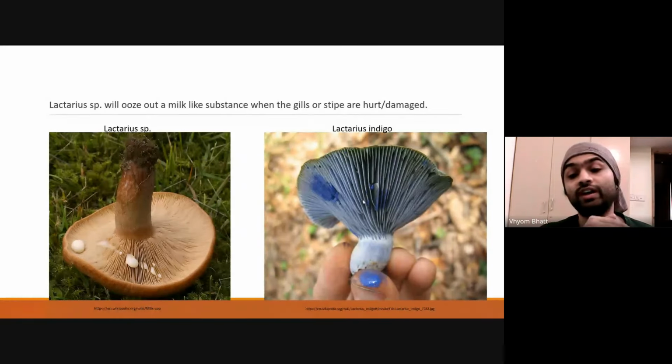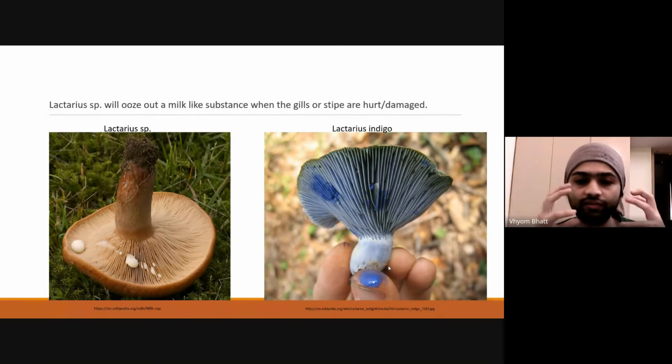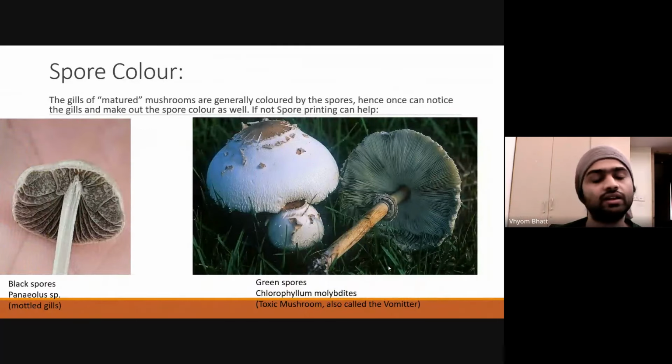Then some mushrooms, when hurt, bruised on the gill part or the stipe part, will secrete a milk-like secretion. Lactarius, lact, as it suggests, milky. So Lactarius, when bruised, will have these milk-like secretions. This is a very nice, beautiful looking Lactarius indigo, which is blue in color. It also gives out indigo-colored, bluish bruising. So again, take the mushroom in hand, sort of play with it. Don't finish it up completely, but understand it.